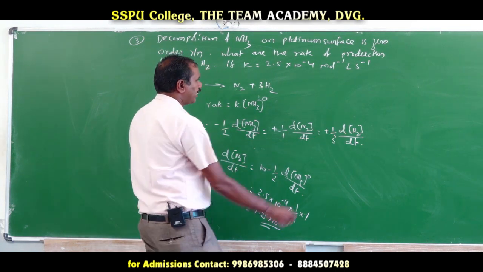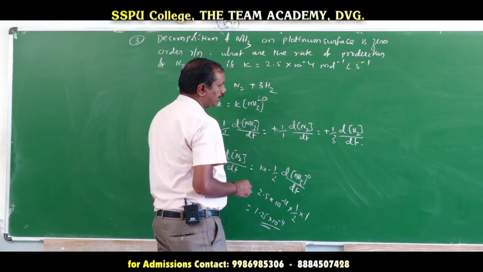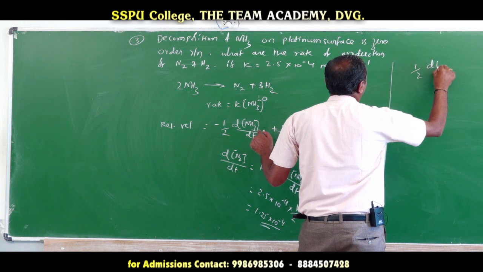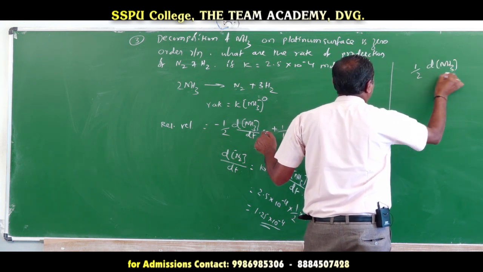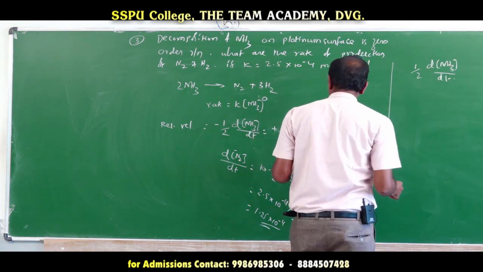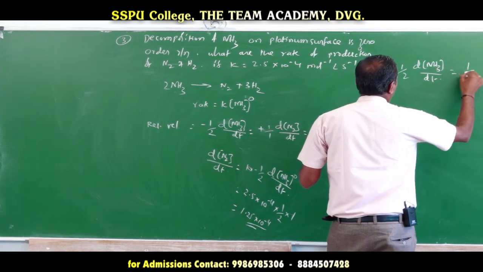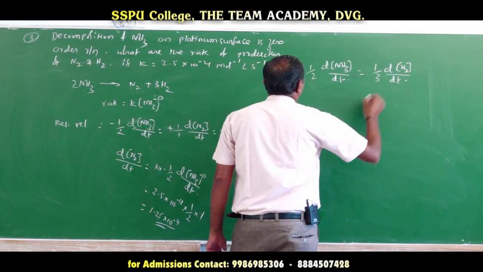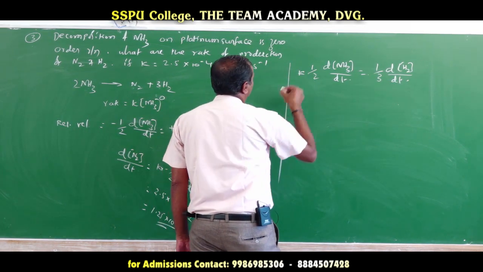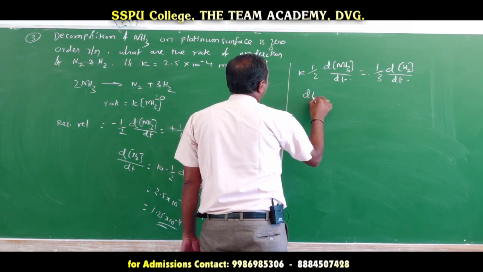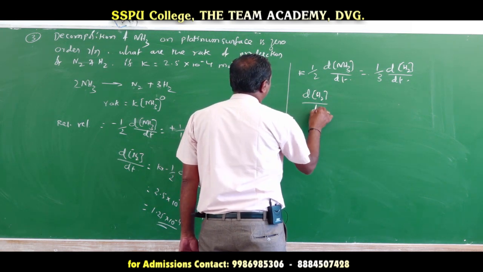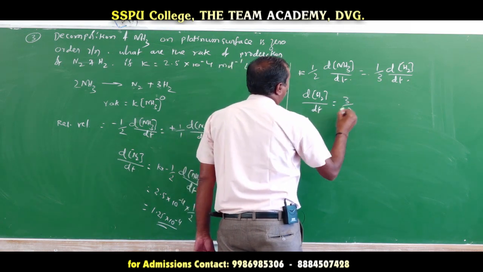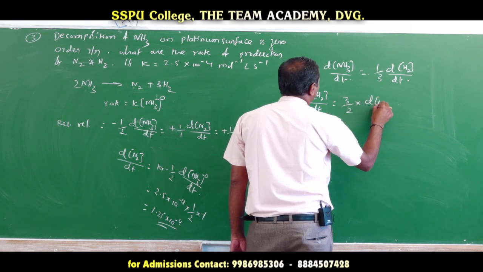So how do we find out the velocity of production of H2 by comparing with dNH3 by dt? The relationship between those two is 1 by 2 dNH3 by dt, that is equals to 1 by 3 dH2 by dt. So we should multiply with k. dH2 by dt, that is equals to, what do I have to write? 3 by 2 into d of NH3 by dt.